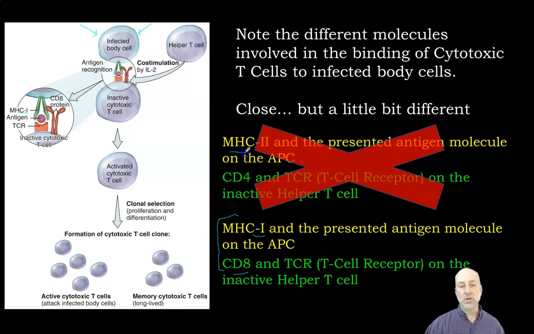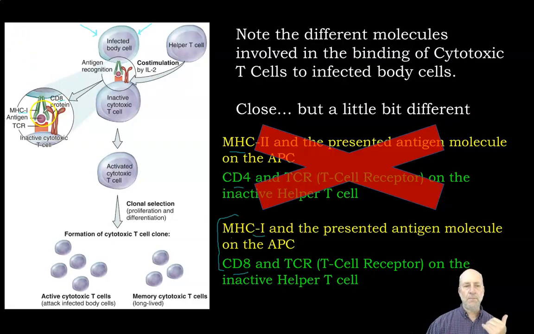So MHC2s go with CD4. 2 times 4 is 8. Sorry. MHC1s go with CD8. 1 times 8 is 8. That's all I got. But anyway, just be aware that it's slightly different, but it's the same thing. It's making a date. It's the CD8 and the MHC1 getting together and saying, hey, is this what you're looking for?